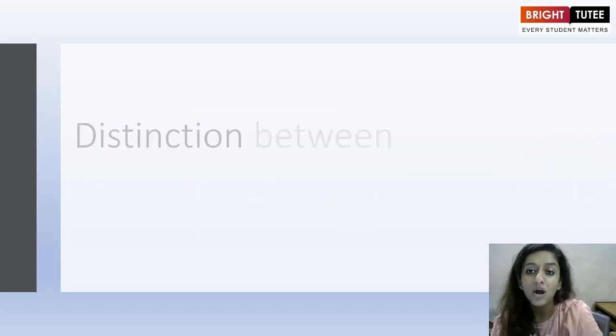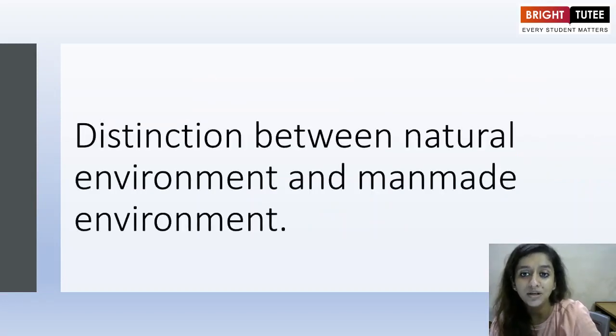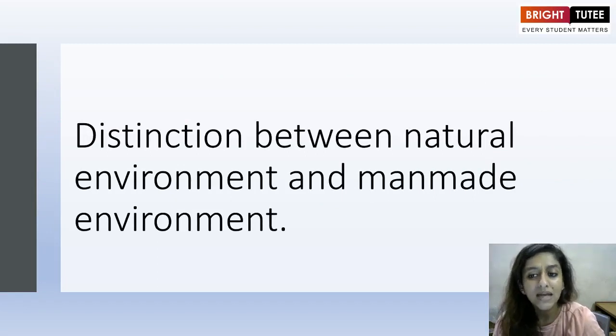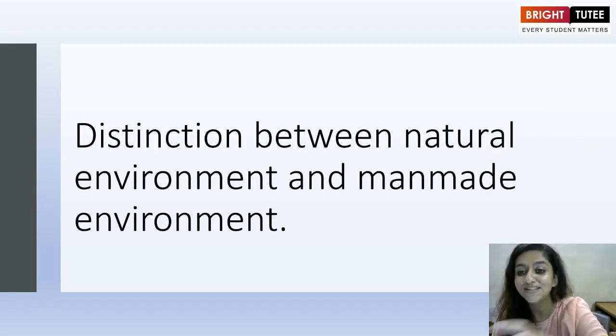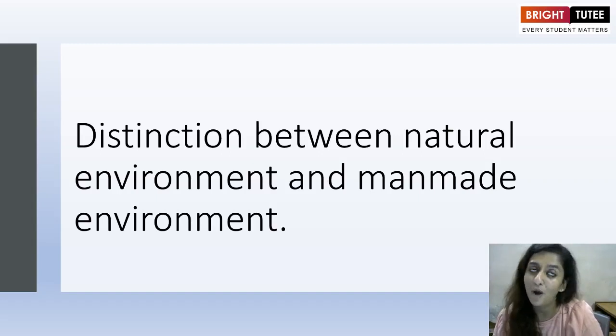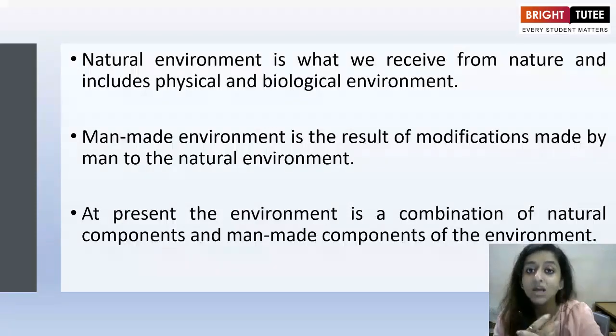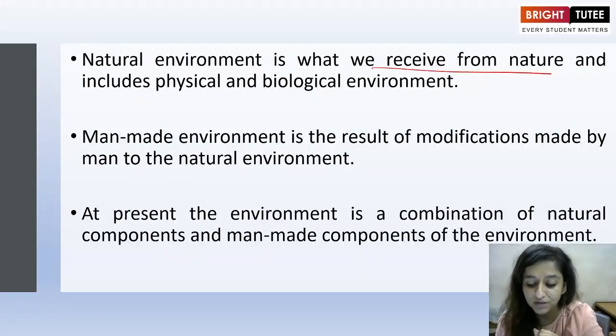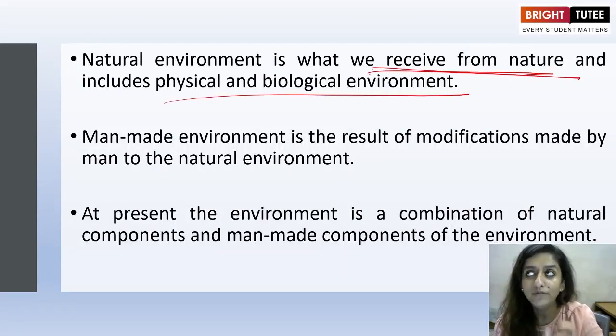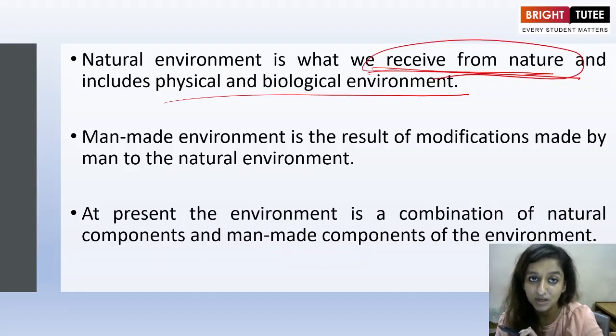Now, distinguishing between the natural environment and the man-made environment. Again, it is very easy for you to understand because this is something that we have been talking about since our early education days, and it is very clear from the names. The natural environment is something that we receive from nature and includes the physical and the biological environment. All of these things that we have been blessed with by nature are known as the natural environment.